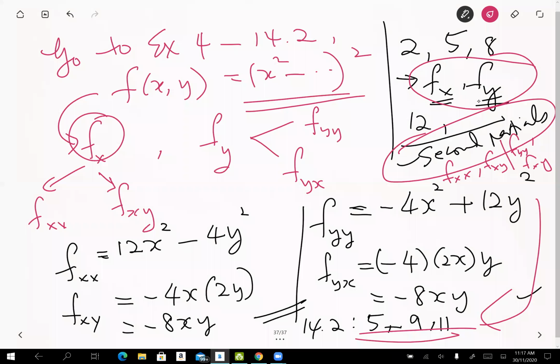So for next class on Wednesday, we will look at application. We will continue with the application of the partial derivative. So we're going to go back to 14.1 and then 14.2 to review the applications.